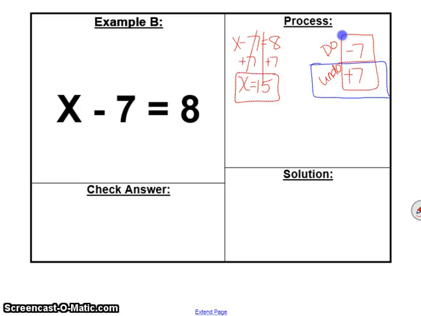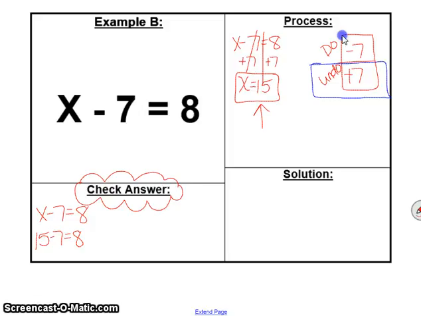I have x is equal to 15, but I don't know if my answer is correct, so I need to check my answer. It is really important that you check your answer to make sure that you got the correct one. If you have the opportunity to check it, why not? So I have x minus 7 is equal to 8, and I want to plug in this 15 here into my x. So now I have 15 minus 7 is equal to 8.